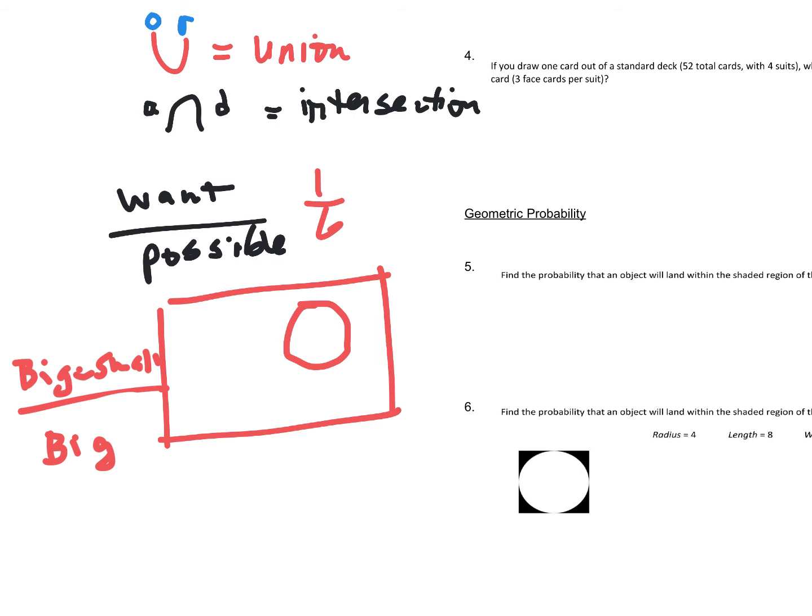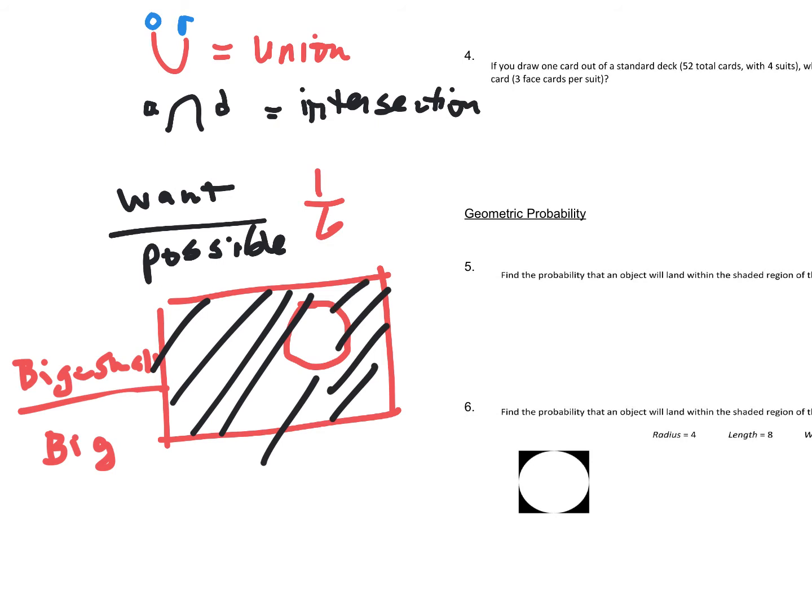So if I wanted to find this shaded region right here, that's the hardest kind, I would take the area of the bigger thing, which is the rectangle, minus the circle, big minus small, and I divide it by the big, which is everything, the possible is the biggest thing. These are always the biggest numbers you can get, the bottom, what's possible.